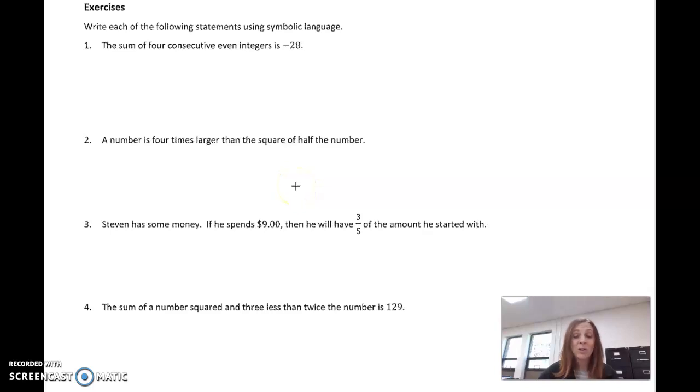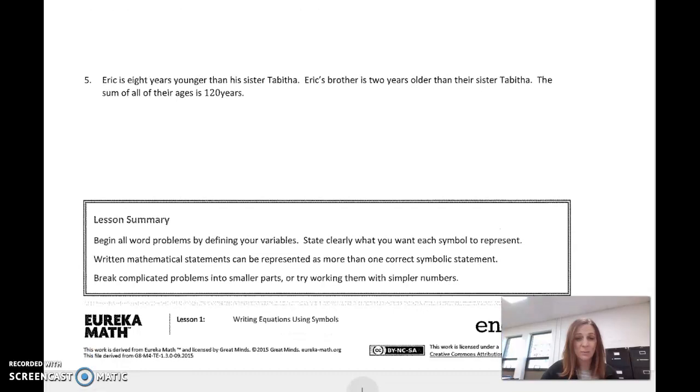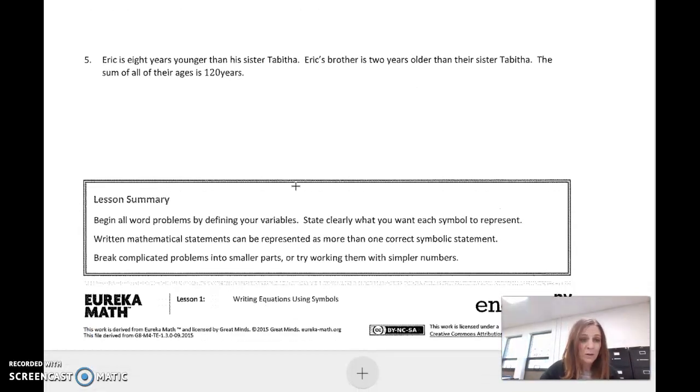We're going to again just keep looking at different examples of how we can write equations using symbols. But I'm going to start by dropping down to the bottom of our notes here at the summary. Begin all word problems by defining your variables. Let X be, or let whatever be. Say clearly what you want it to be.